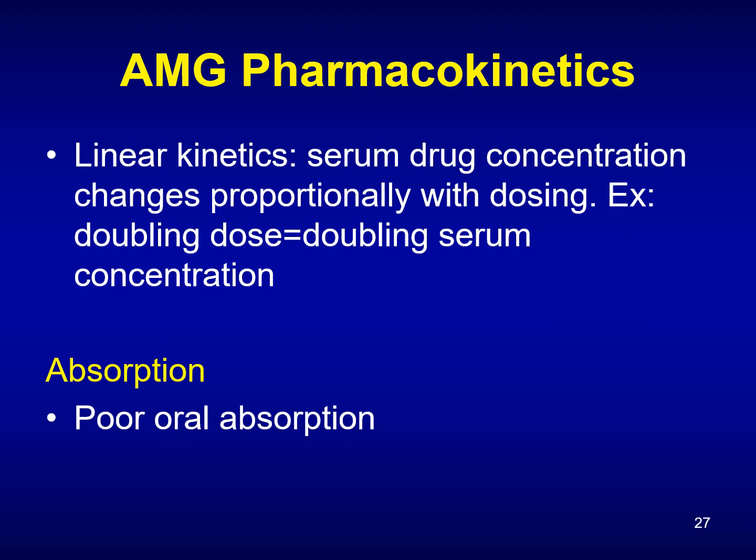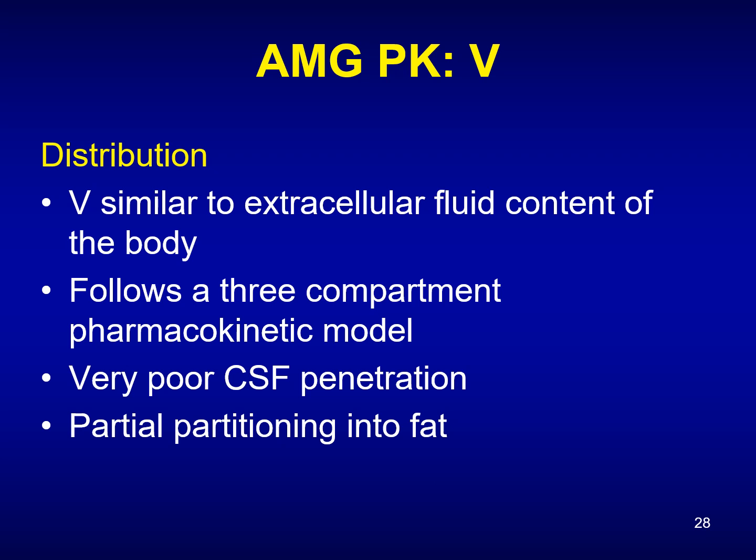Aminoglycosides display linear kinetics in which serum drug concentration changes proportionally with dosing. It has poor oral absorption, and its volume of distribution, V, is similar to the extracellular fluid content of the body. It follows a 3-compartment pharmacokinetic model, distributes very poorly into the CSF, and partially partitions into fat.